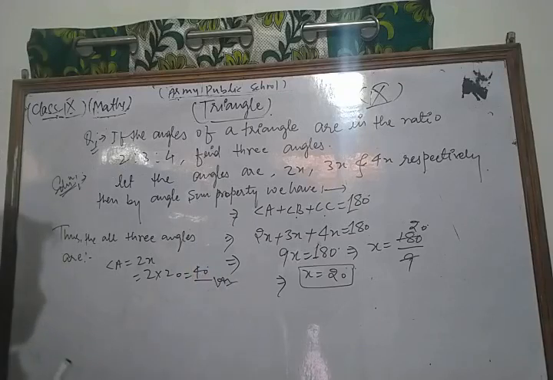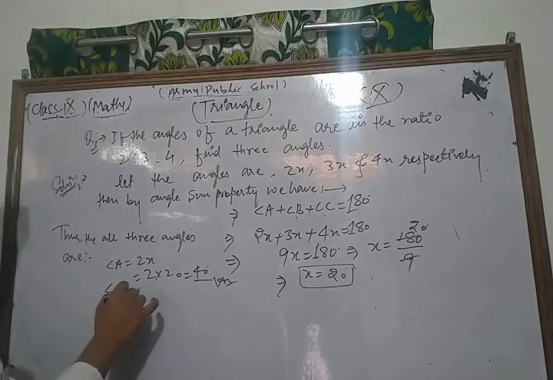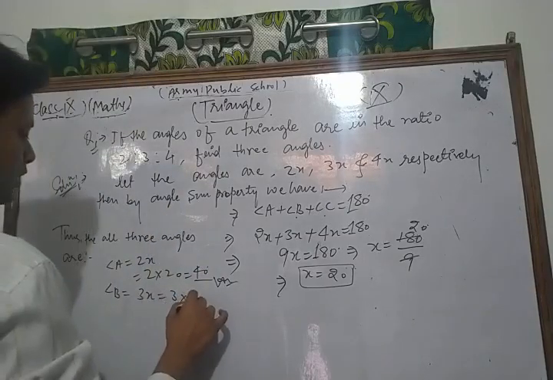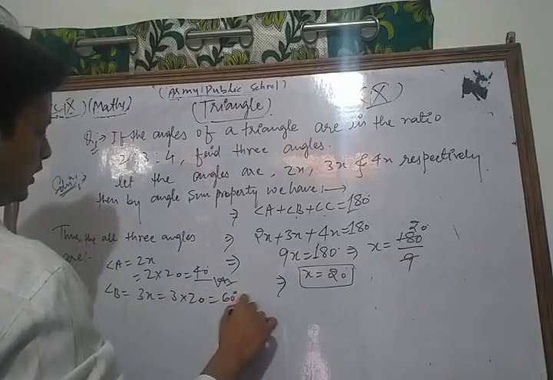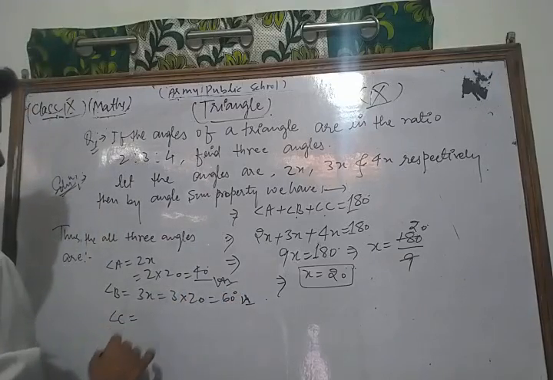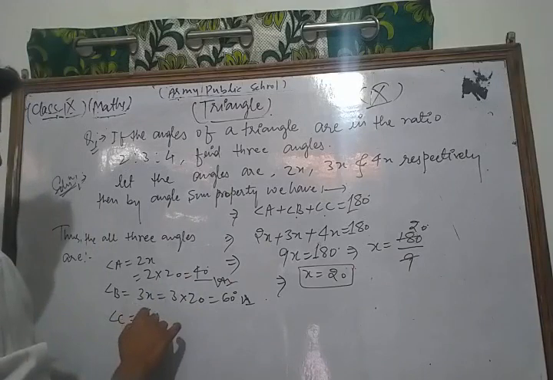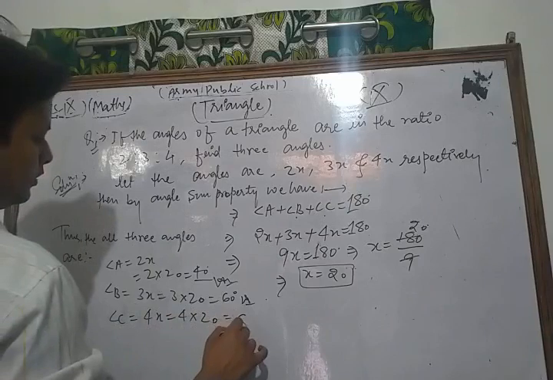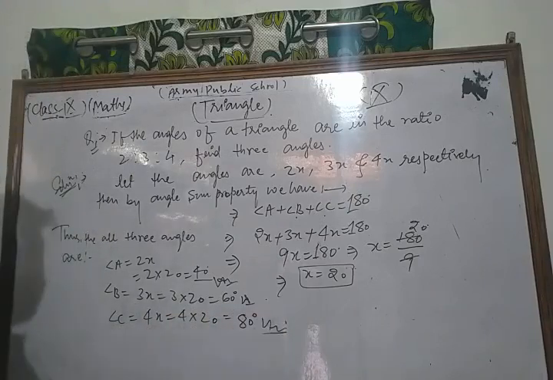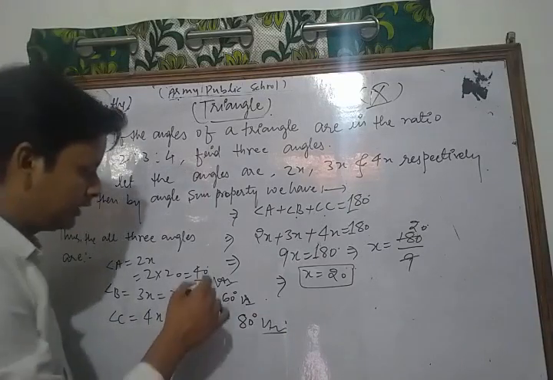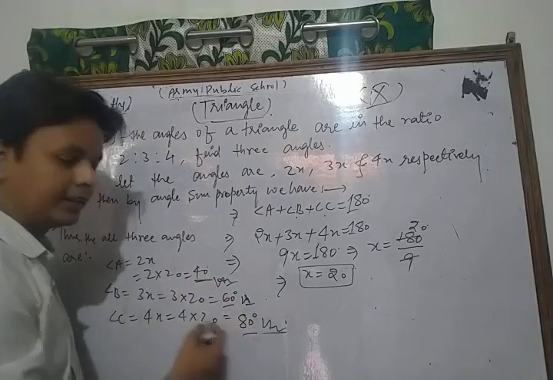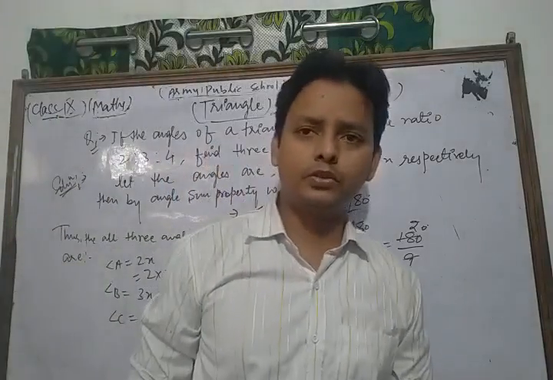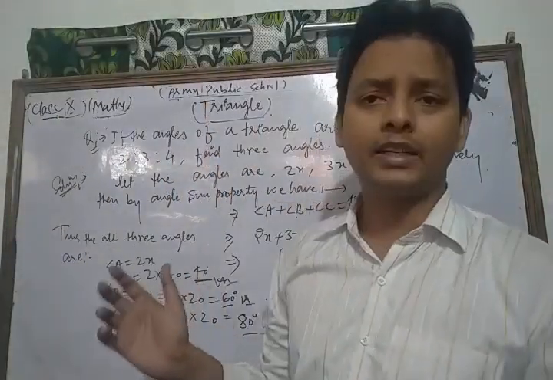This is the first answer. Angle B is 3x, which is 3 into 20, that is 60 degrees. And angle C is 4x, 4 into 20, that is 80 degrees. So in this way all three angles are 40 degrees, 60 degrees and 80 degrees respectively. In this way you can solve each and every question of your NCERT exercise based on the angle sum property of the triangle.